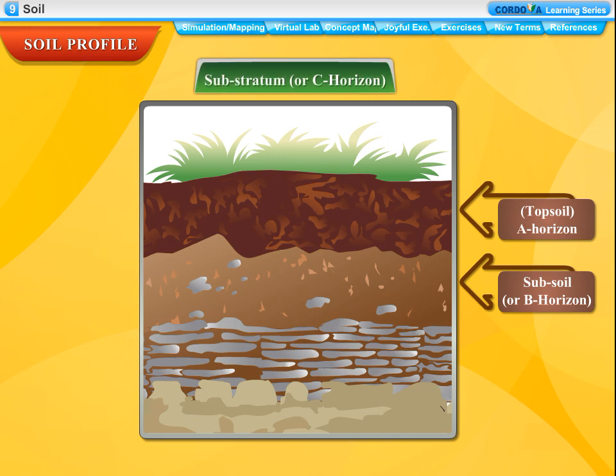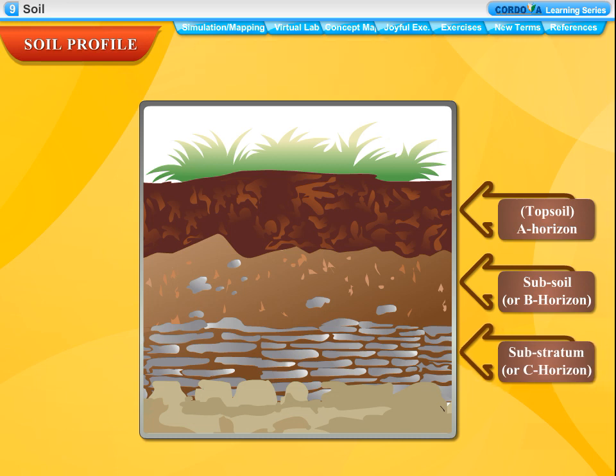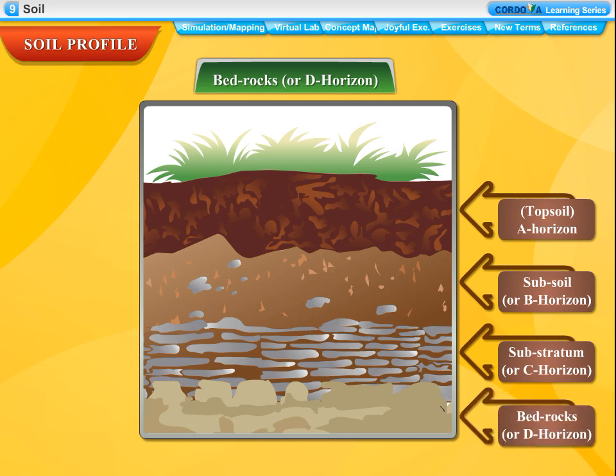Substratum or C horizon. The layer of the soil which is just below the subsoil is called substratum, also called C horizon. Bedrocks or D horizon. Just below the substratum is the bedrock or parent rock, also called D horizon. The reservoir of water accumulated is called groundwater.